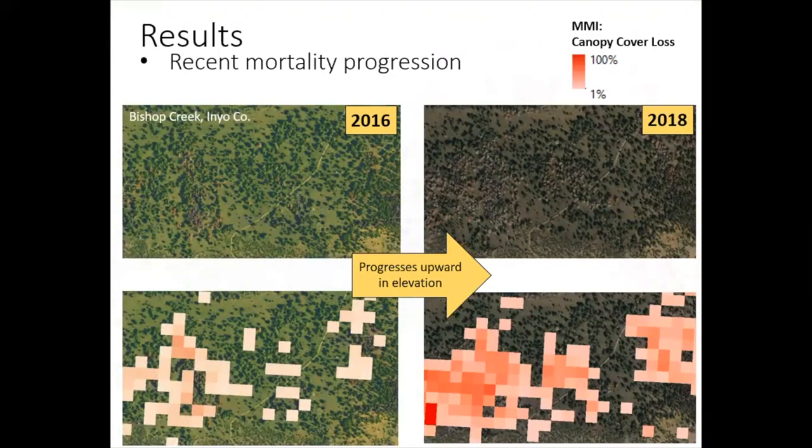Here I'm zooming into high elevation whitebark and limber pine, and this slide is showing the upward progression in elevation from 2016 through 2018, with the ability now in that MMI to see the percent canopy cover loss in each separate year. And in 2018 on the right, showing the cumulative loss in that year.